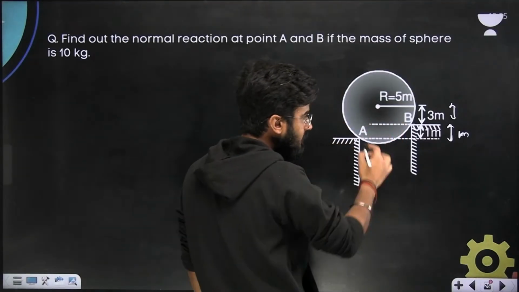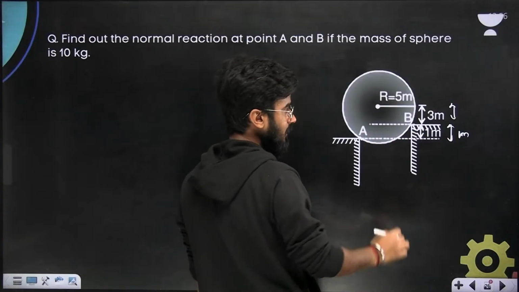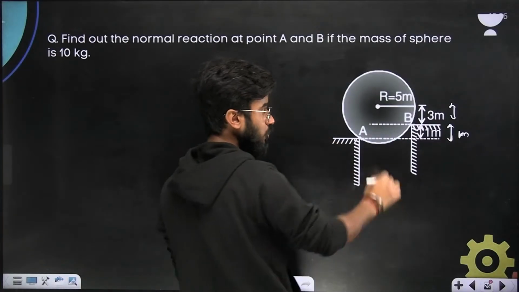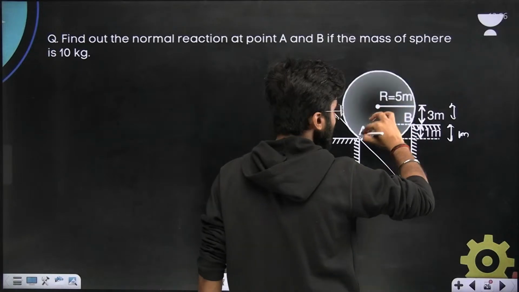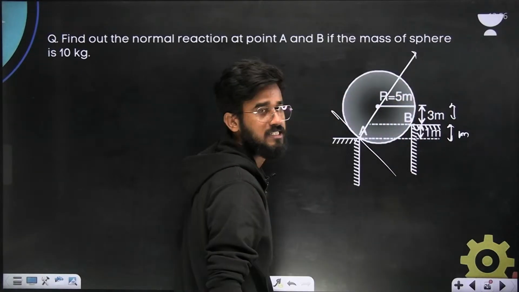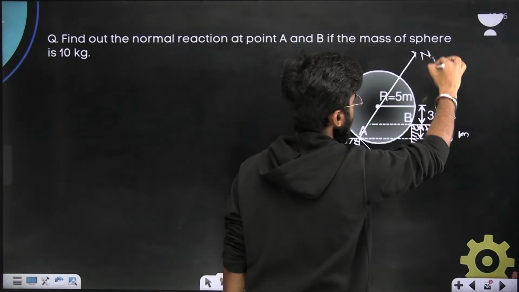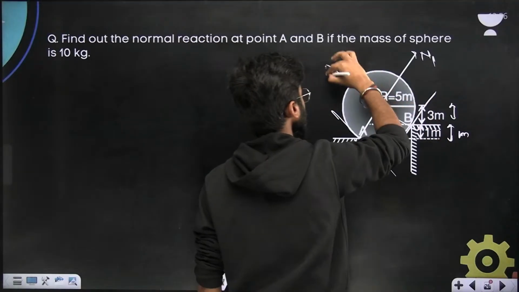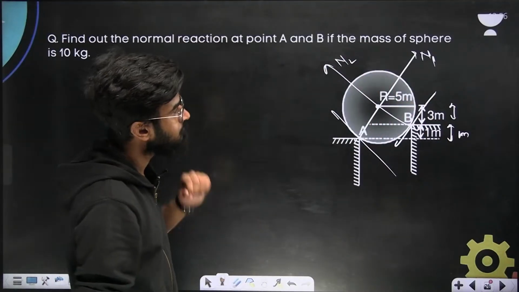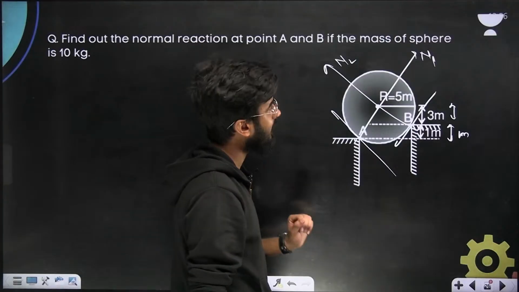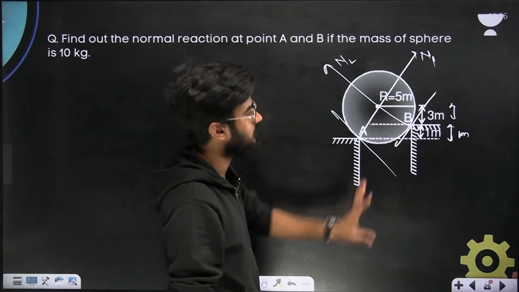So there is just this contact point, and we have to find the normal. We'll simply say that this is the tangent, and this is the direction of normal. So this is N1, and similarly this is N2. Got it? Any doubt? Now we have to find the angles also, because there is no angle given. This is some data given.